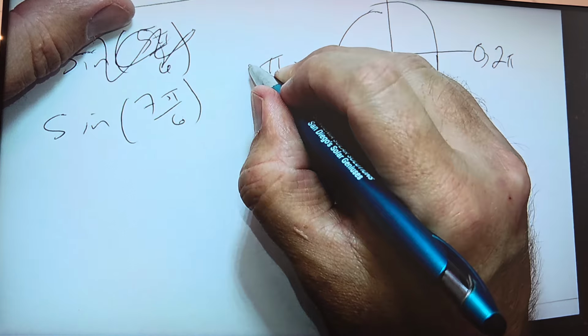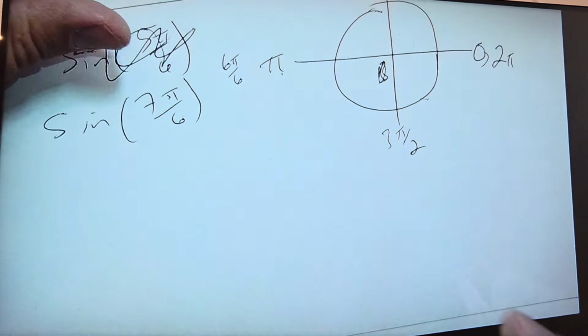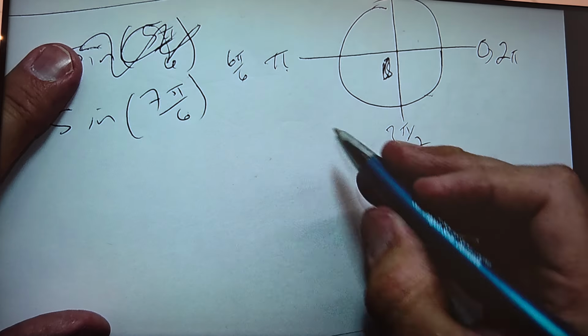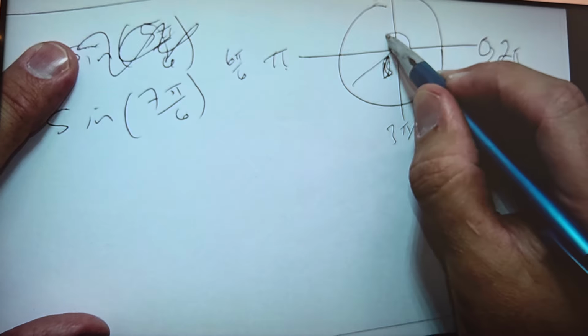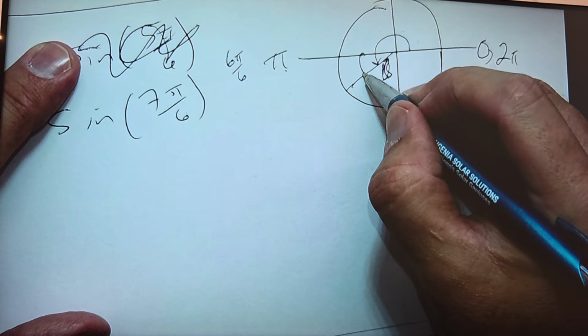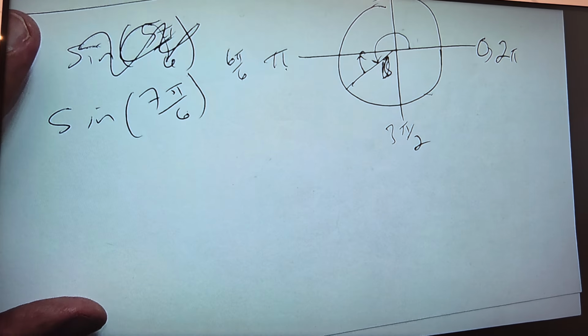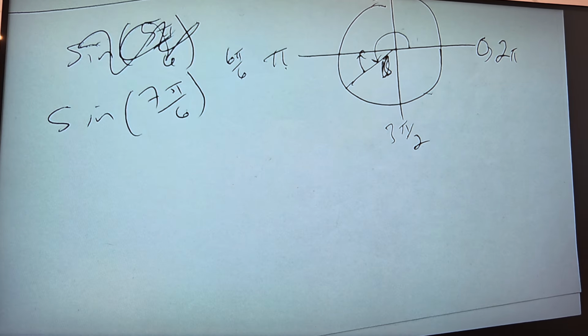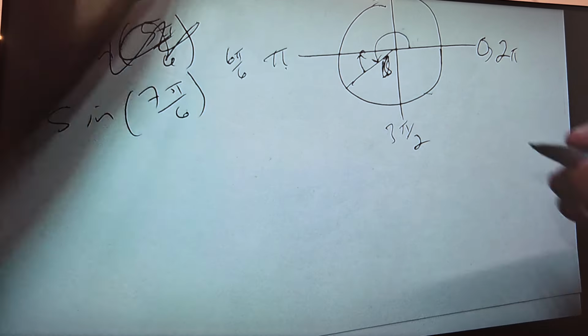So this, if I wanted to, and now it's really easy to tell how far did I overshoot this. If I go 7 pi over 6, how far did I overshoot? A little bit. How far exactly? 1/6, not 1 radian. 1/6 pi. How far past 6/6 pi is 7/6 pi? 1/6 pi. So the reference angle here is pi over 6.